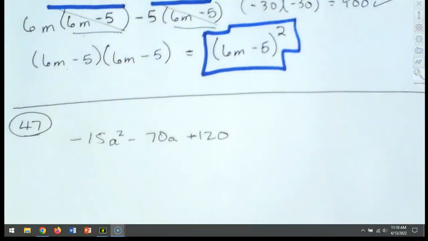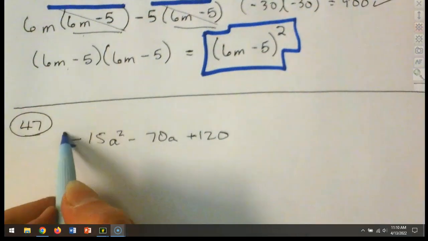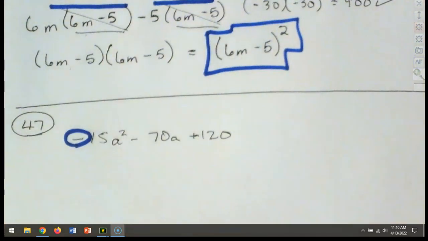These numbers are really large to begin with. And I really don't want to have to take 15 times 120, because that's going to give me a really large number. But what I can do is factor something out. Also, if it ever begins with a negative, you're going to want to factor out a negative to make it easier.